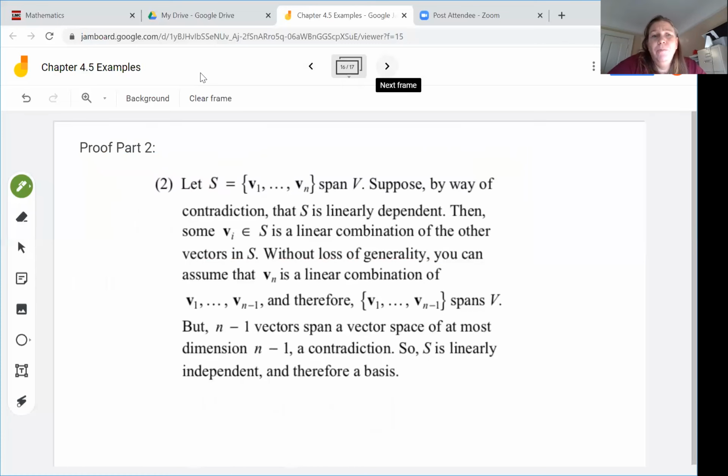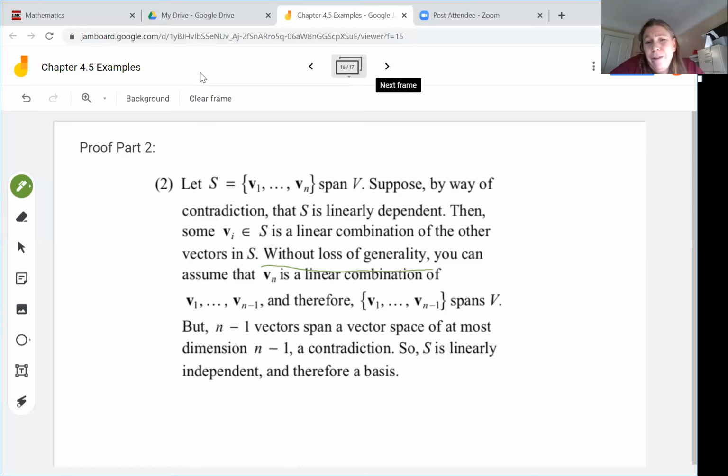Part 2, we're going to assume that S is v1 through vn and it spans V. So suppose by way of contradiction that it were dependent, then there'd be some vector vi in S that's a linear combination of the other vectors. But then we could assume that vn is a linear combination of v1 through vn minus 1. We say without loss of generality because if it wasn't vn, it might be v3, and then we'd still have n minus 1 other vectors. So when we arbitrarily pick a generic vector to stand in, we're able to make this statement without loss of generality.